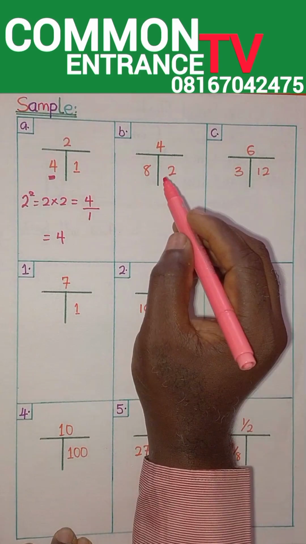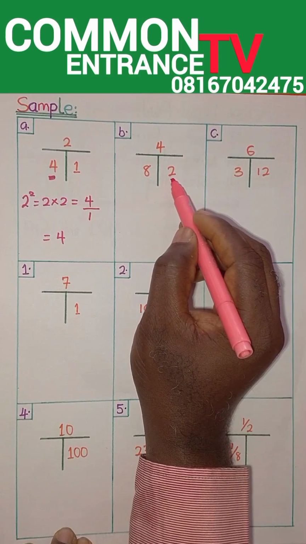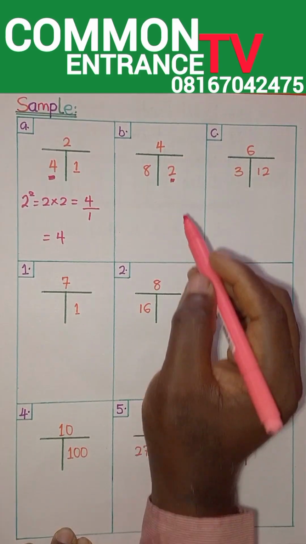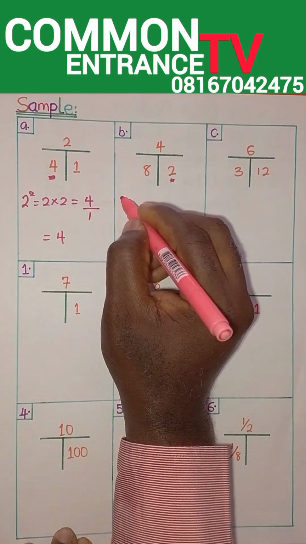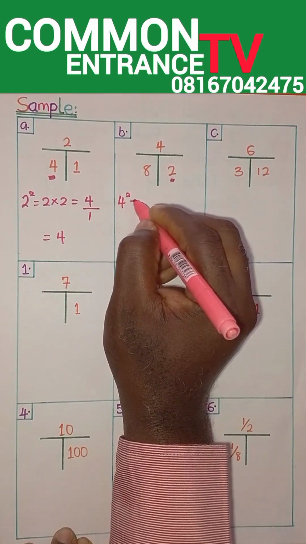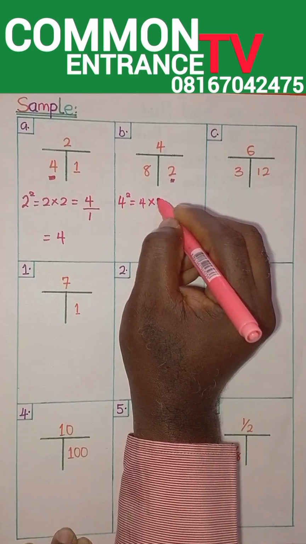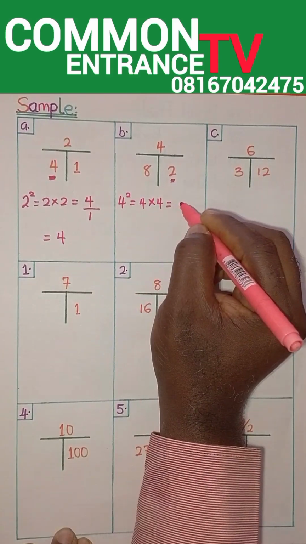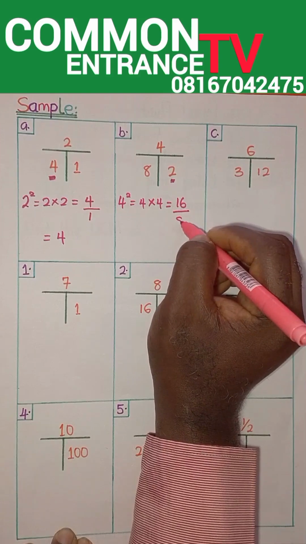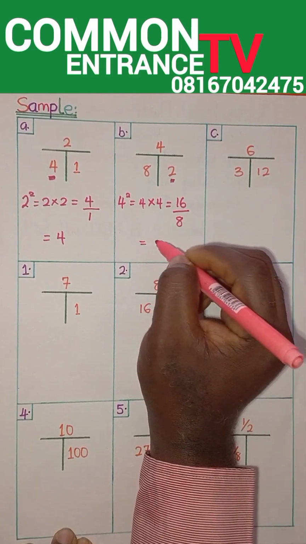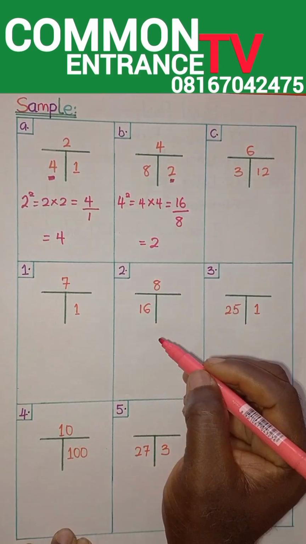Now let's assume we are looking for this number. What we do is, remember, usually we square the number at the top, which is 4 square. That will give us 4 times 4. That is 16. Now divide by the number at the base, 16 divided by 8. That will give us 2, which is this number here.